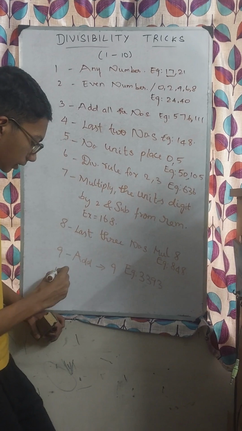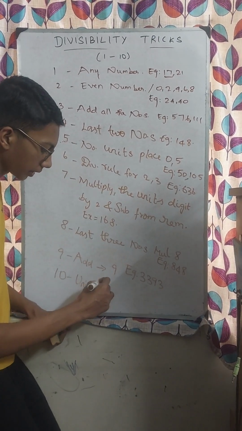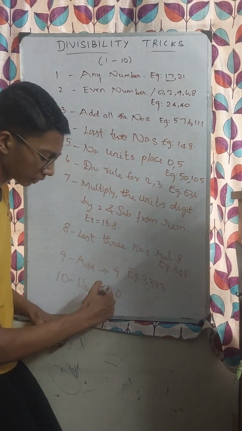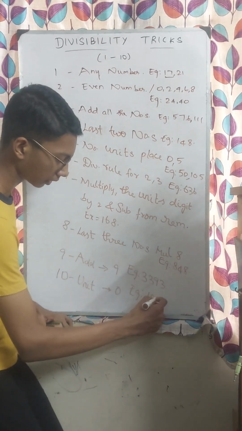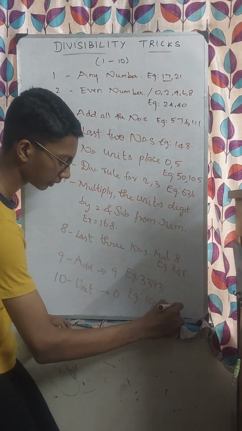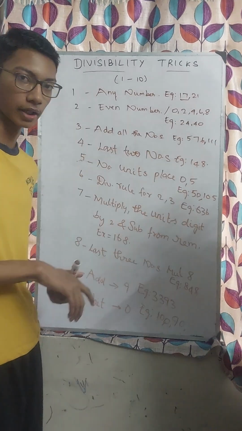So the next thing is the easy one, the multiple of 10. The unit digit must be 0. That's the thing. For example, we can write a lot. We can write 100, 90, something like that. So these are the divisibility tricks for the numbers 1 to 10. Thank you.